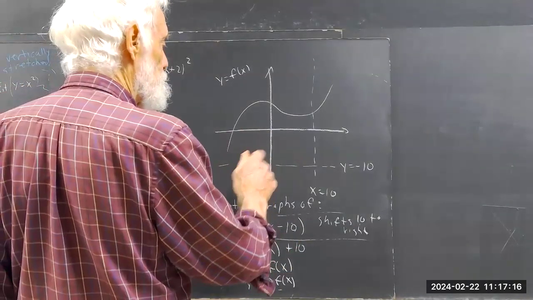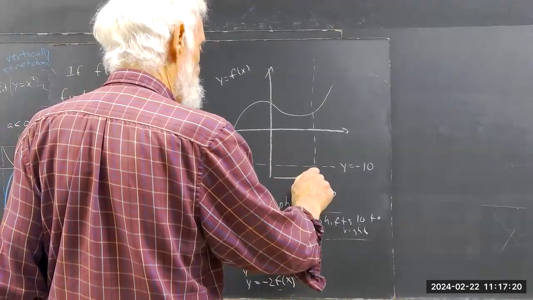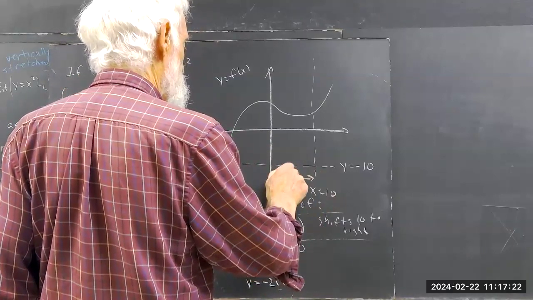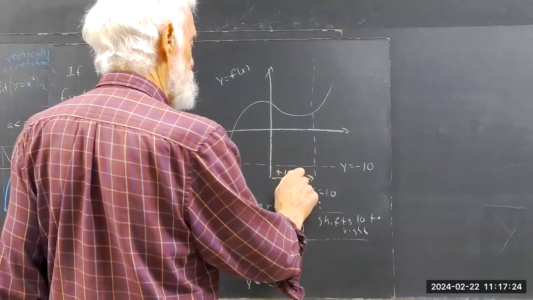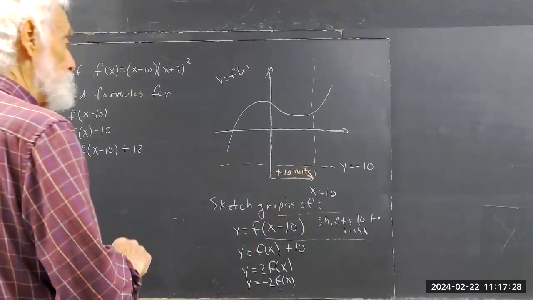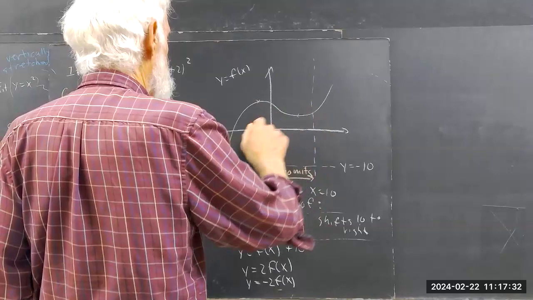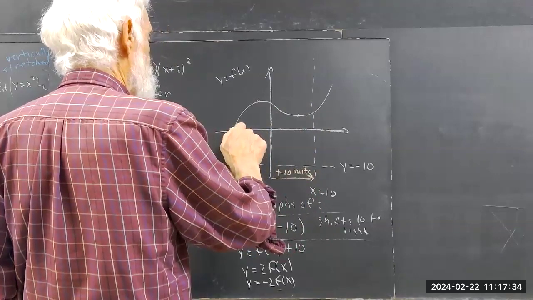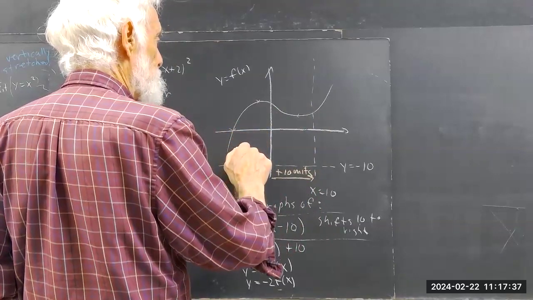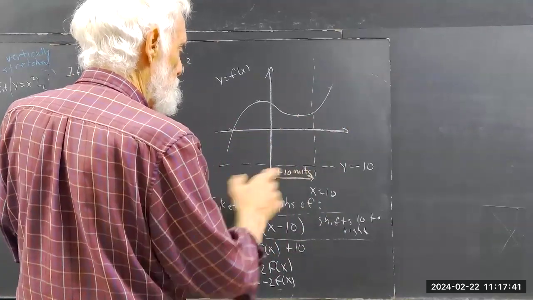Okay, so we shift 10 units to the right. What's a shift 10 units to the right? Well, this is plus 10 units. So we just take a few key points of this graph, maybe the peaks and the valleys, and maybe the x-intercept, and maybe a point out here. Then we shift each one of these points this far.